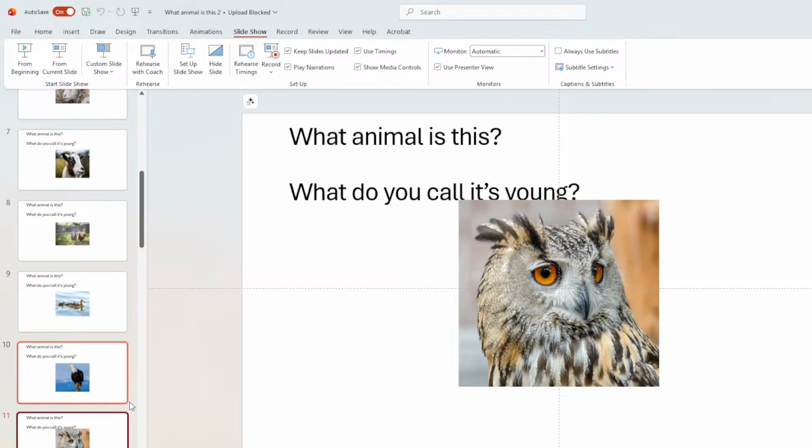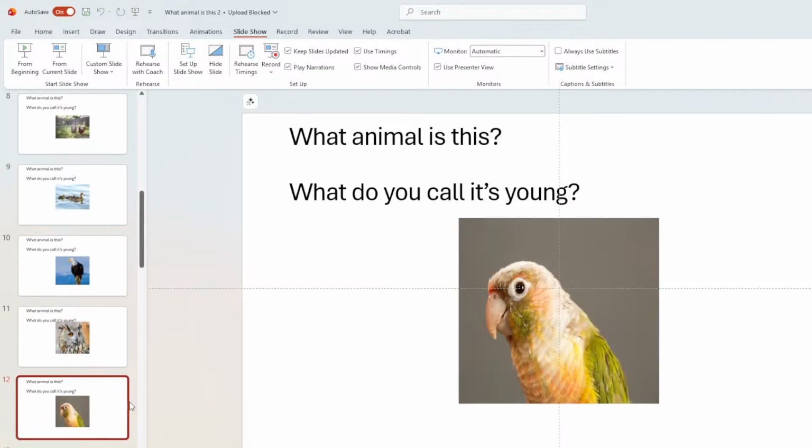And its young one, I'll give you 10 seconds. What do you call the young one of an owl? Alright, so that's an owlet. Owlet.